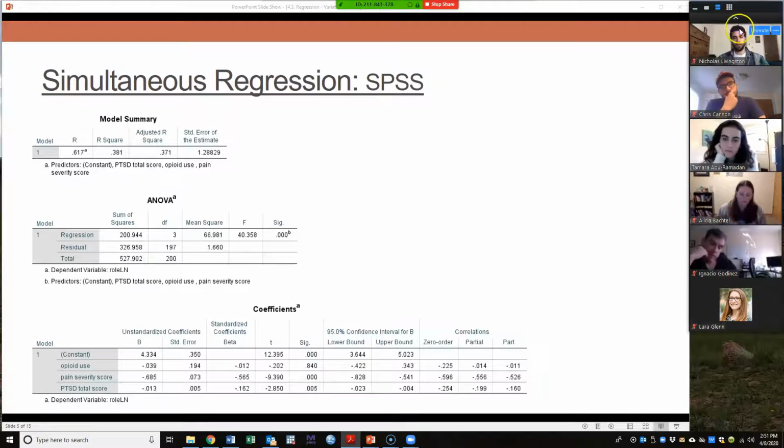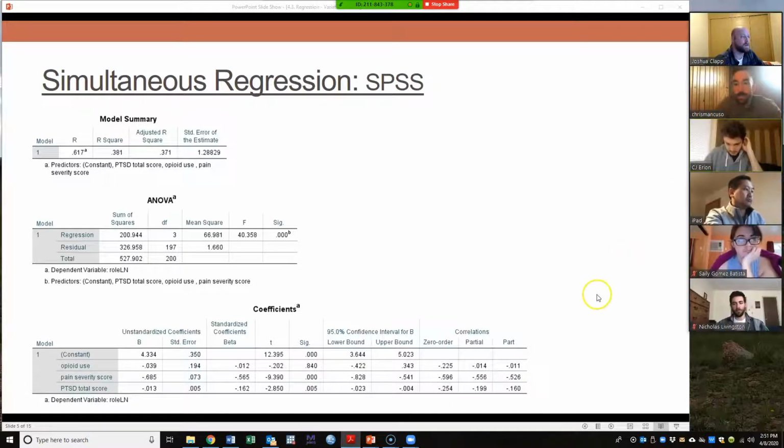Okay, I'm still a little bit confused. So for the partial, is it the residual variability? Yeah. Okay, I guess I'm still confused then. Why is the semi-partial smaller? That's something I'm not understanding.